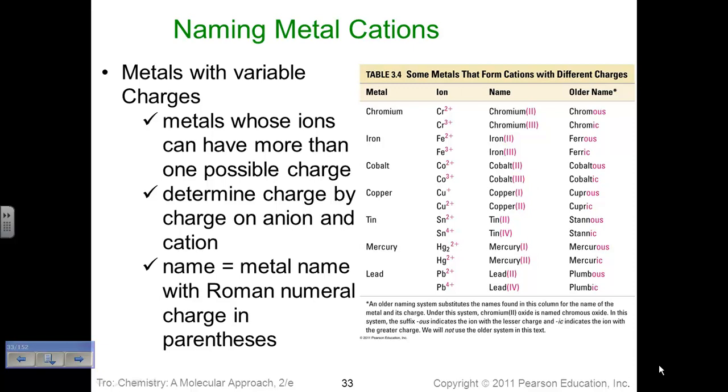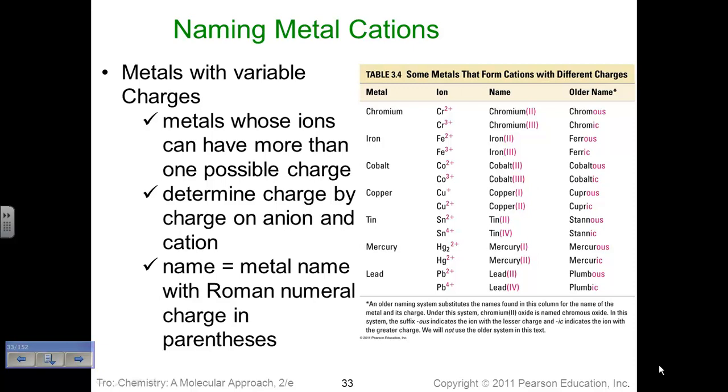Now you see the older Latin words, the OUS ending always given to the element with the lower charge, the IC ending with the higher charge. We use the Roman numerals in the systematic name. In nature, iron can be a +2 or a +3. We would denote that to our reader by calling it the iron 2 ion or the iron 3 ion.